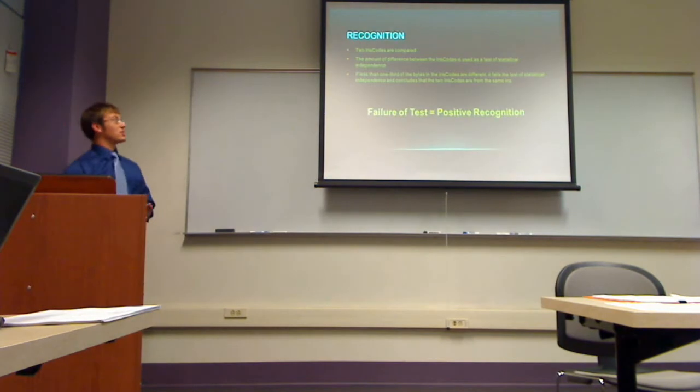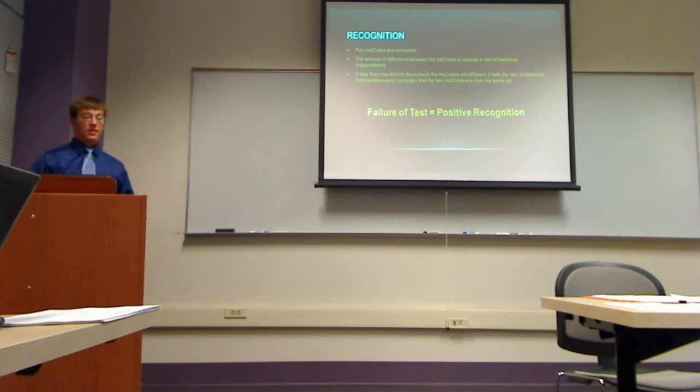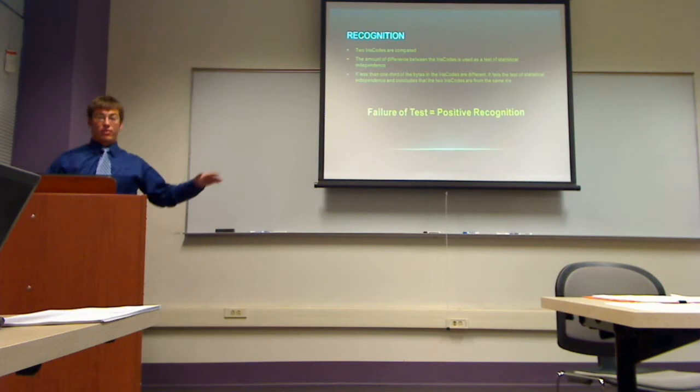Now, the recognition happens like this. 2 blocks of iris codes are compared, and the amount of difference between the iris codes is used as a test of statistical independence. And if less than 1/3 of the bytes in the 2 iris codes are different, it fails this test of statistical independence and concludes that the 2 iris codes are from the same iris. So the main idea of that is failure of the test equals positive recognition.